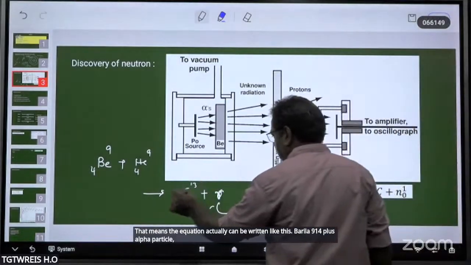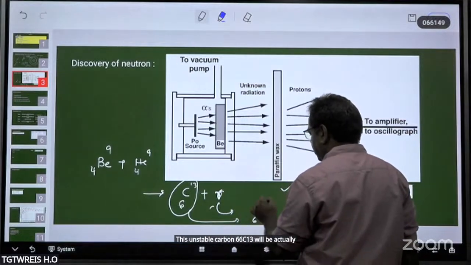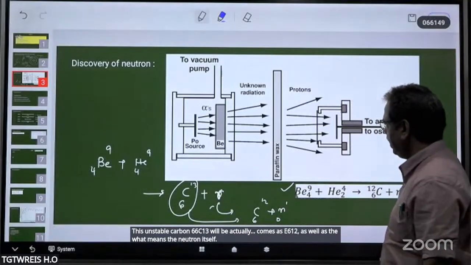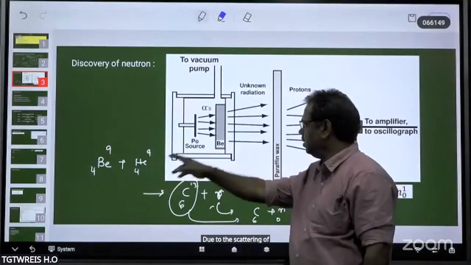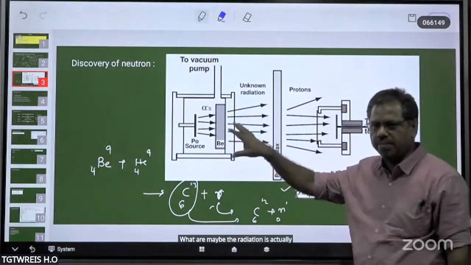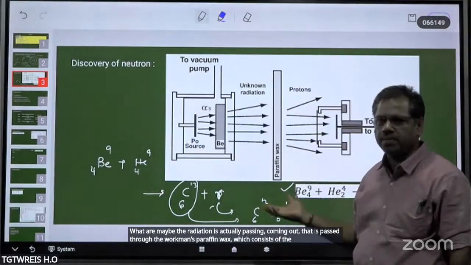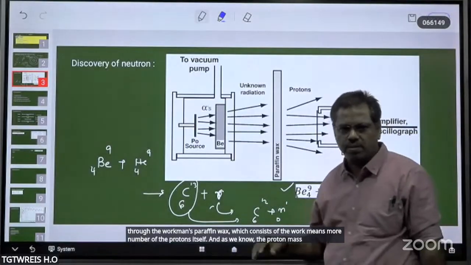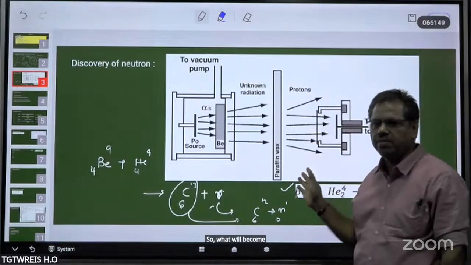This unstable carbon C-13 actually comes as C-12 as well as the neutron itself. Here, due to the scattering of these alpha particles with beryllium, whatever radiation is coming out is passed through paraffin wax, which consists of a large number of protons. As we know, the proton mass is almost equal to the neutron mass, so due to the elastic collision, protons will come out.